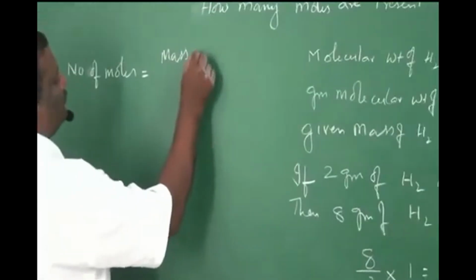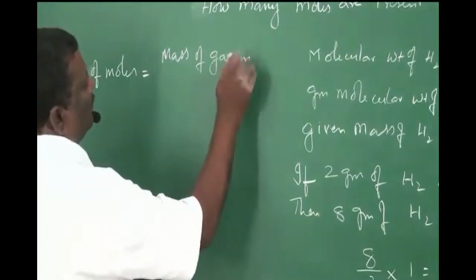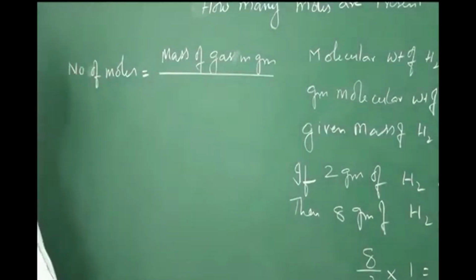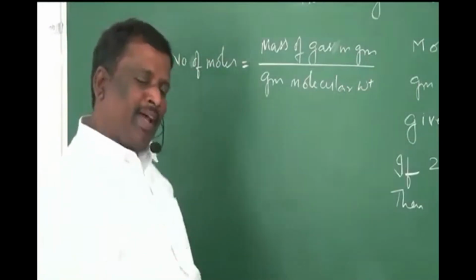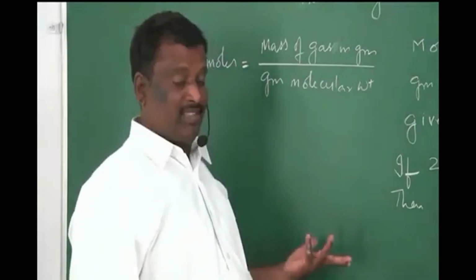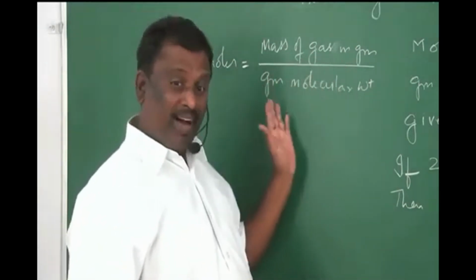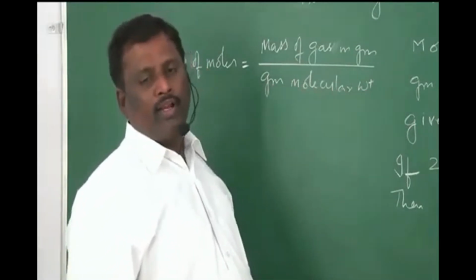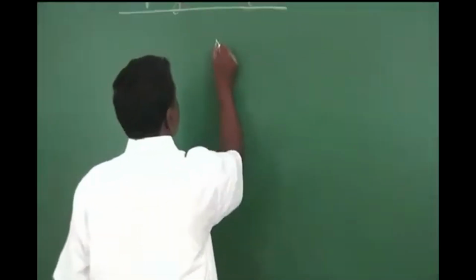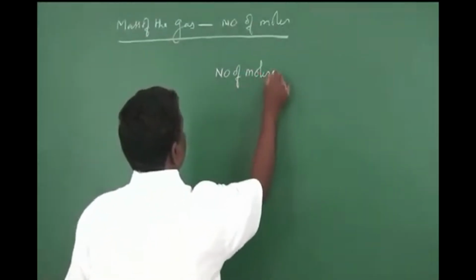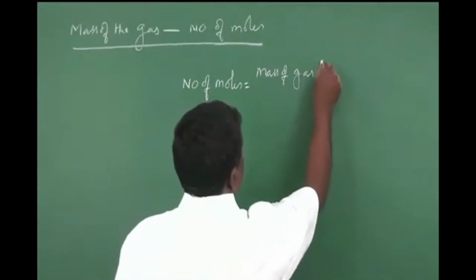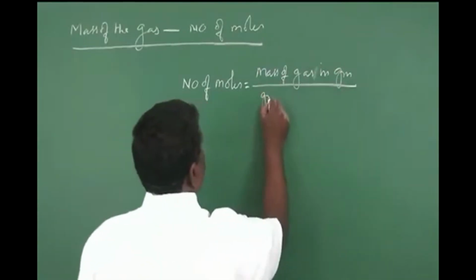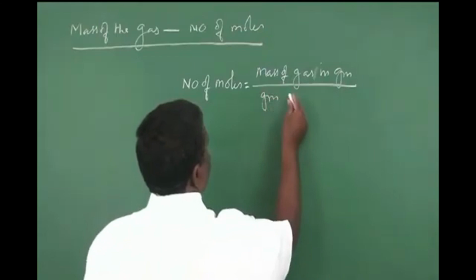Number of moles is equal to mass of gas in grams by gram molecular weight. With the help of this formula, you can directly calculate the number of moles of any gas: mass of the substance in grams by gram molecular weight of the given substance.